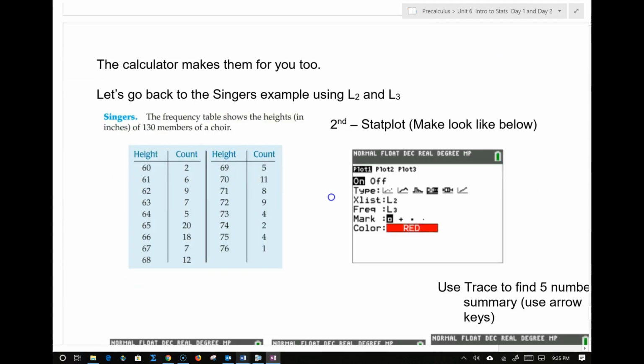So we're going to go back to the singer's example just because honestly, I messed up when I was making the notes, so it was easy just to keep this one going. So we're going to use the idea of our frequency table. Remember, we're also going to be using list 2 and list 3 just like before. But here's where it's different from histogram. It looks just like a histogram, but notice I go one spot further over.